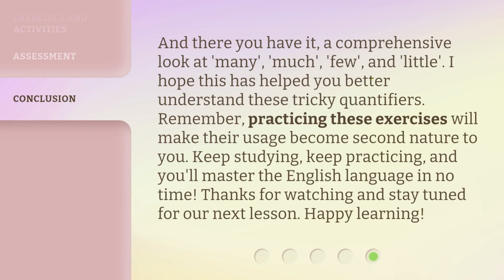And there you have it, a comprehensive look at many, much, few, and little. I hope this has helped you better understand these tricky quantifiers. Remember, practicing these exercises will make their usage become second nature to you. Keep studying, keep practicing, and you'll master the English language in no time.